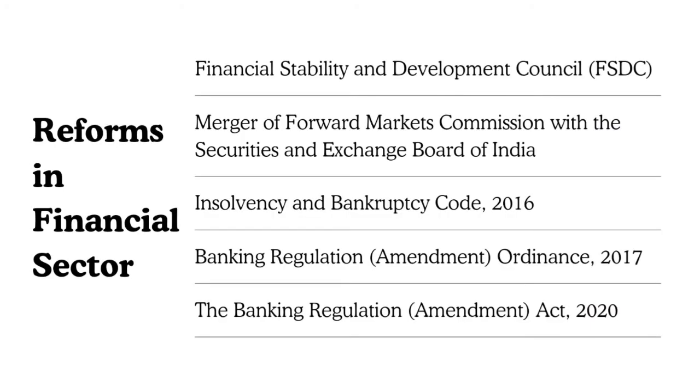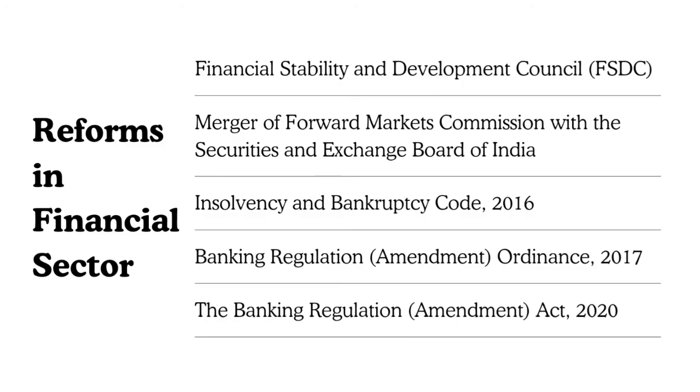A few of the reforms made by the government of India to strengthen and stabilize the financial sector include the following. The government of India in 2010 created an apex body, which is non-statutory, to promote financial sector development and strengthen the mechanism for maintaining financial stability, called the Financial Stability and Development Council, FSDC. The Union Finance Minister is the chairperson of this FSDC, and other members include the Governor of RBI, Chairman of SEBI, IRDA, and others.